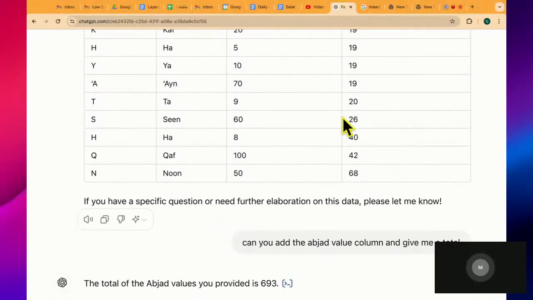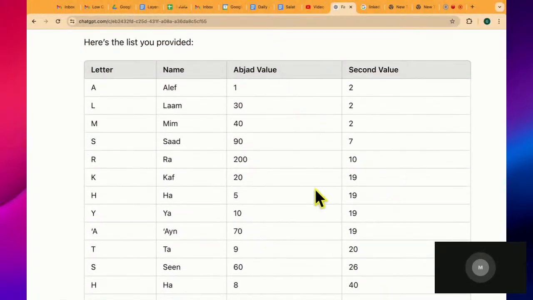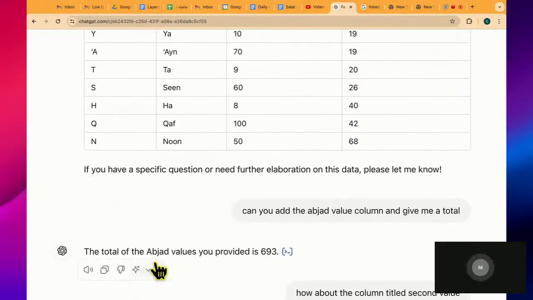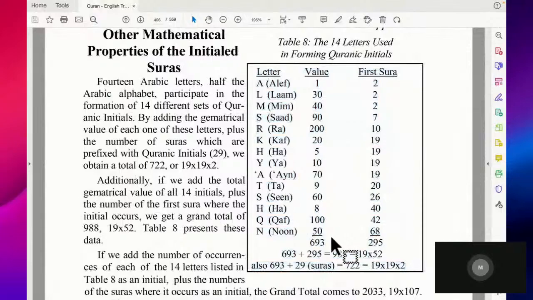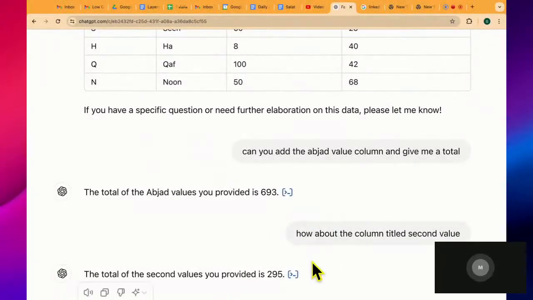However, it doesn't matter. We want to see what is the total of these two columns, right? If you look at it, you will see that the total of the abjad values is 693. And if you look at this part, you see that it is 693. You just ask it questions, it will answer you, right?